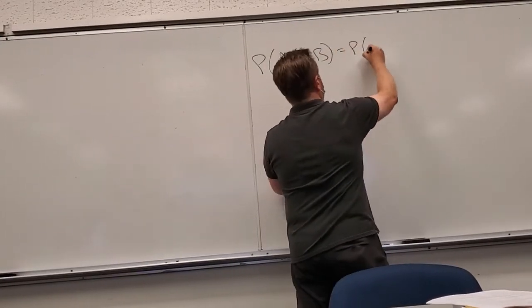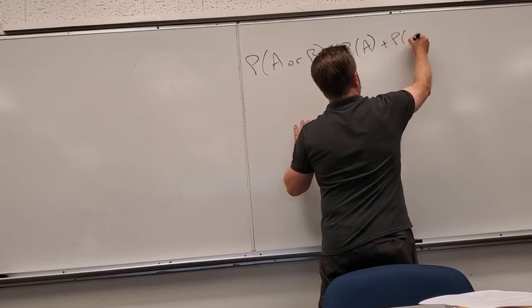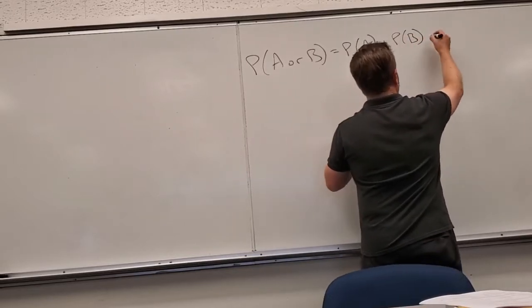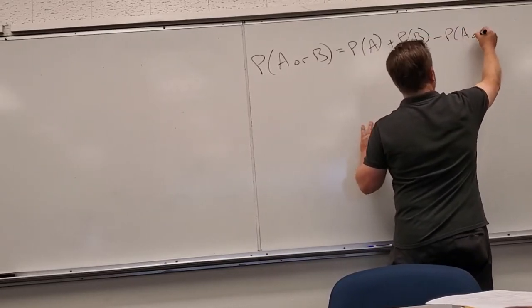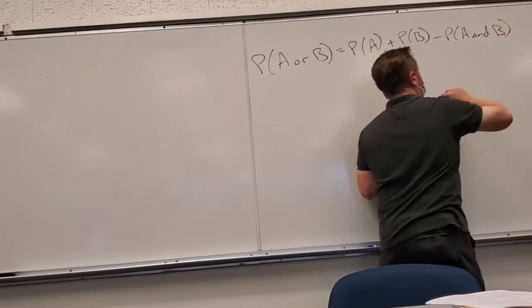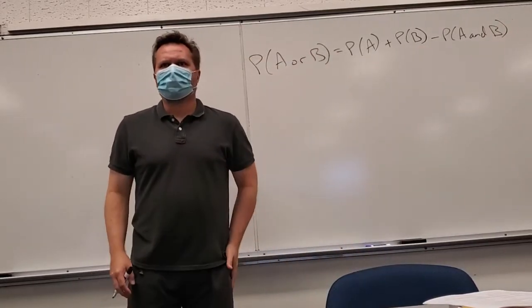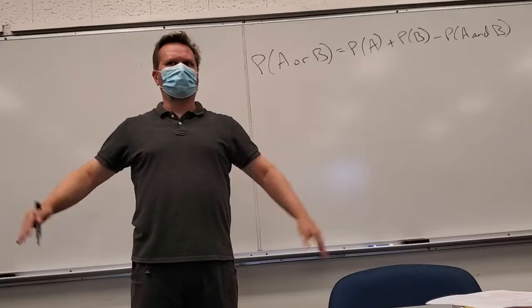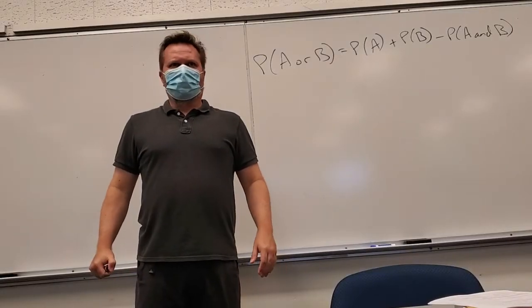So it's the probability of A plus the probability of B, but then you might have double counted, so you subtract anybody in both groups, because I would have double counted them. Okay.